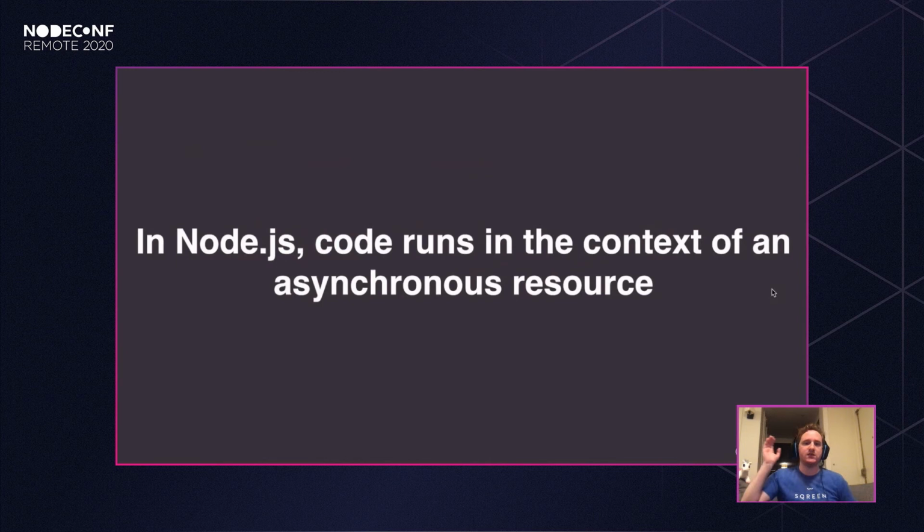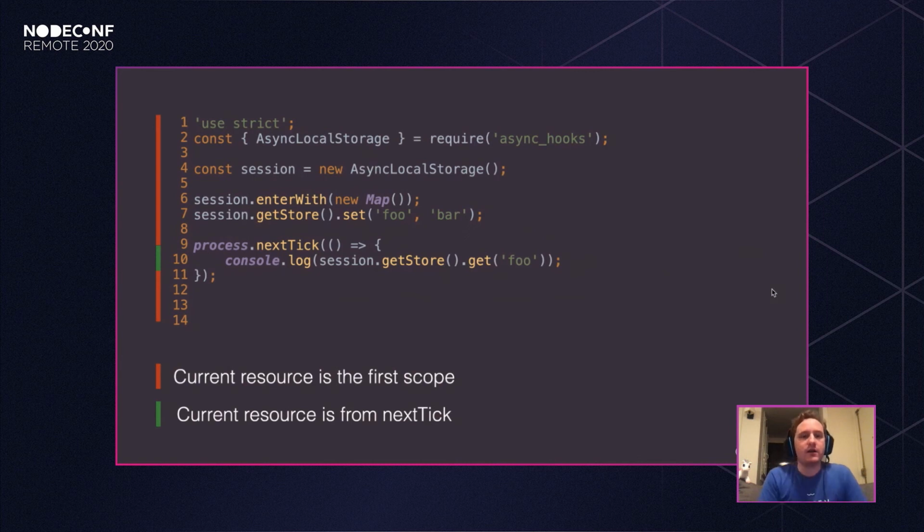In Node.js, everything happens in the context of asynchronous resources. So there are resources, and at each time you are within the context of one. In this example, almost all the code happens in the resource of the first scope, the parent scope that is created by Node.js, the core one. But line 10 is executing in the resource related to process.nextTick.